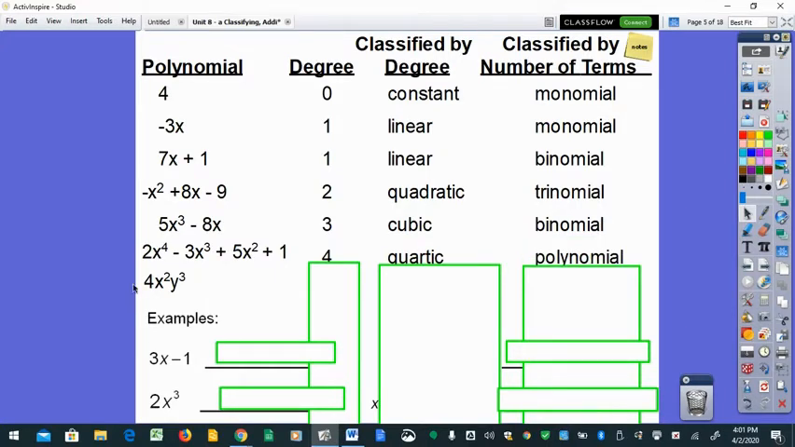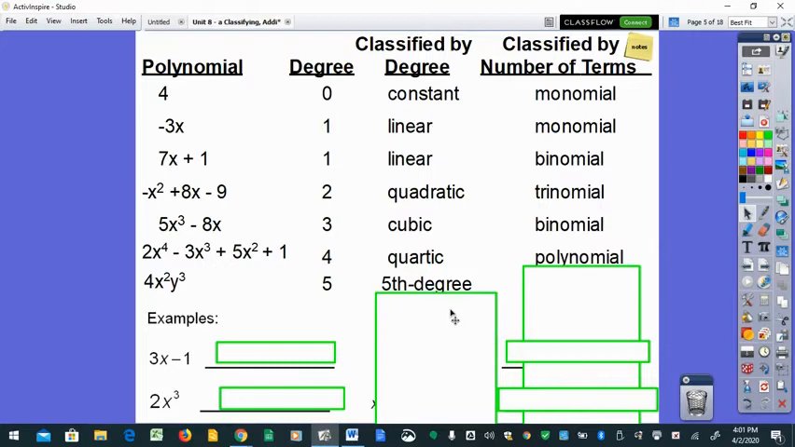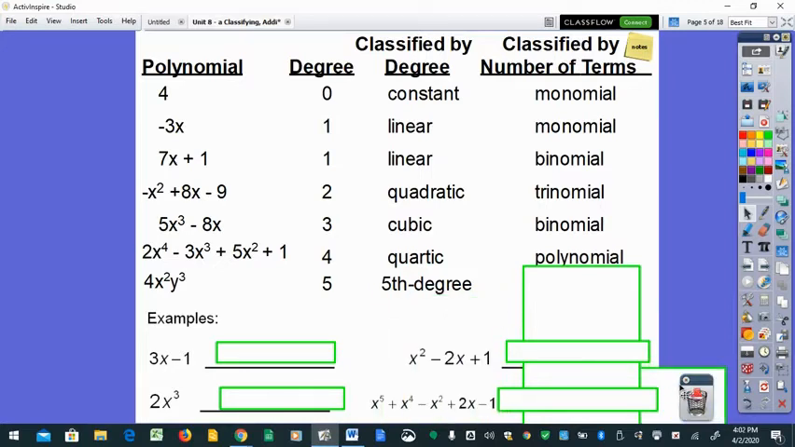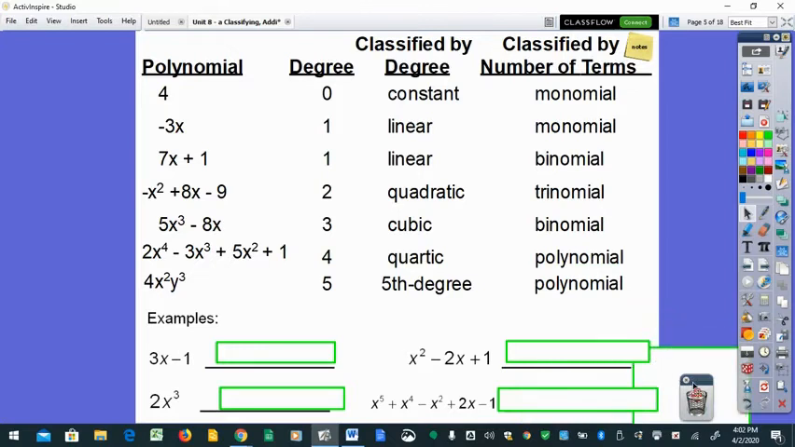Just going to throw this last one in. We really don't work with it in Algebra 1. You will see it in Algebra 2. But if you have multiple variables, you would just add those exponents together. It would be what's called a degree 5. We would just call it a 5th degree. And once there's more than 1 variable, we would just call it a polynomial.